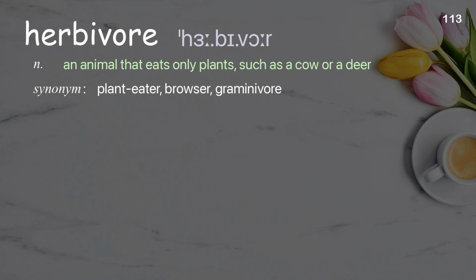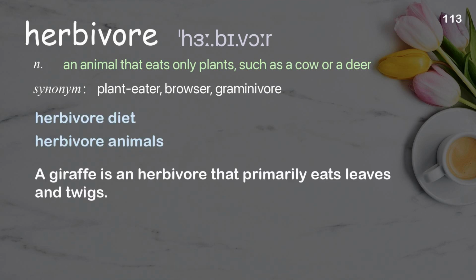Herbivore. An animal that eats only plants, such as a cow or a deer. Examples: Herbivore diet. Herbivore animals. A giraffe is an herbivore that primarily eats leaves and twigs.